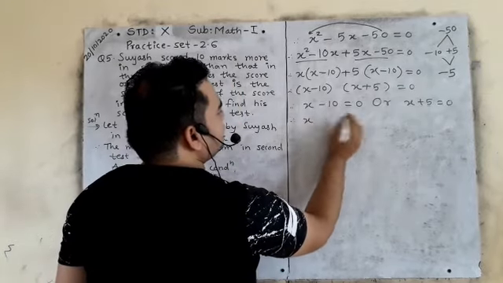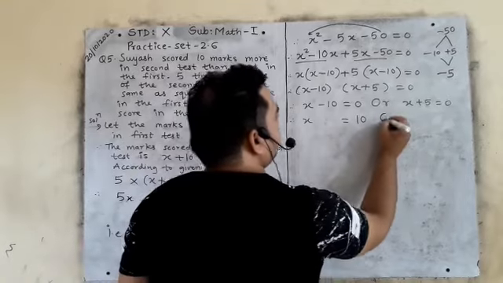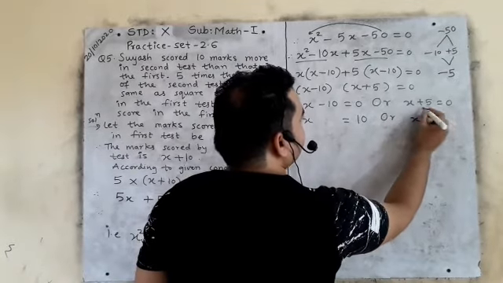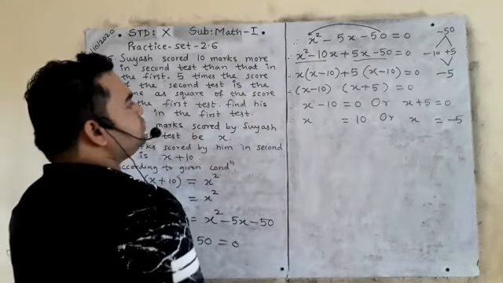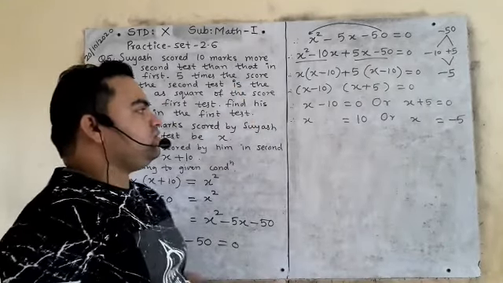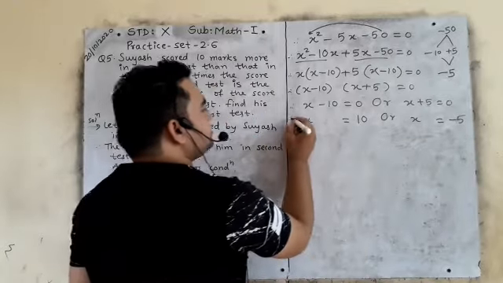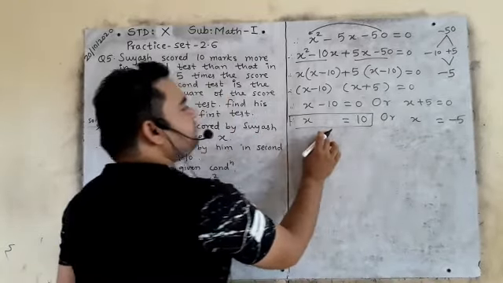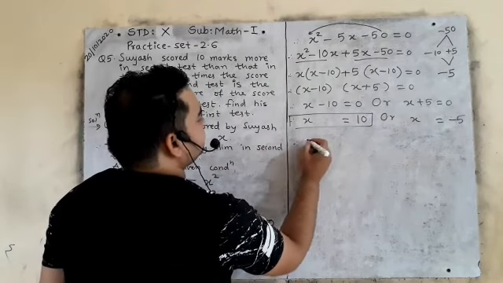Therefore x is equal to, this minus 10 will go that side, it will be plus 10, or x is equal to, this plus 5 will go that side, it will be minus 5. So what is the score? Score positive होगा या negative? Positive. So how much mark Suyash got in first unit test? 10 marks, right?